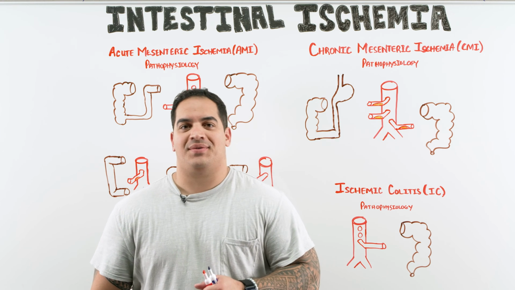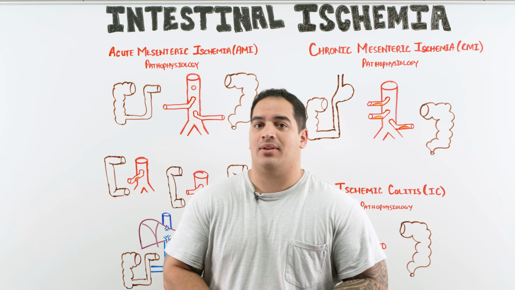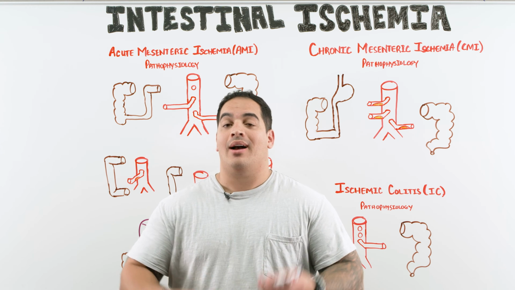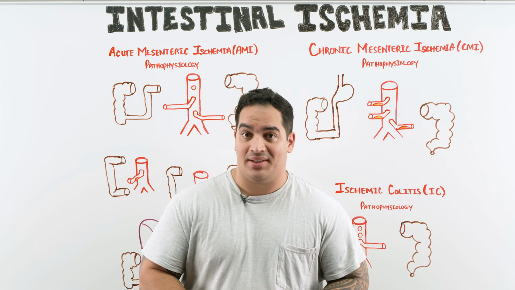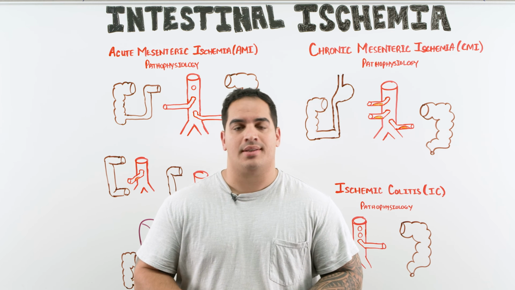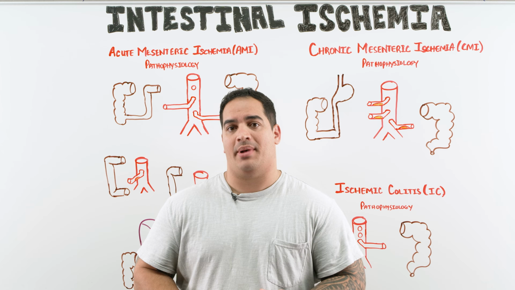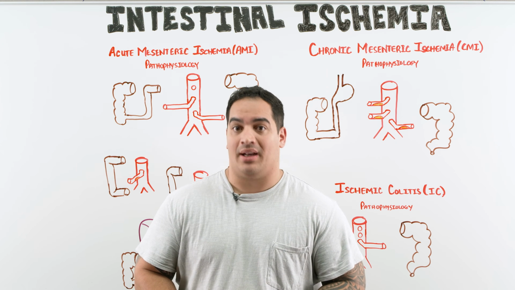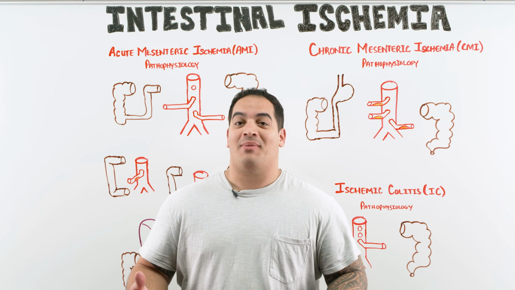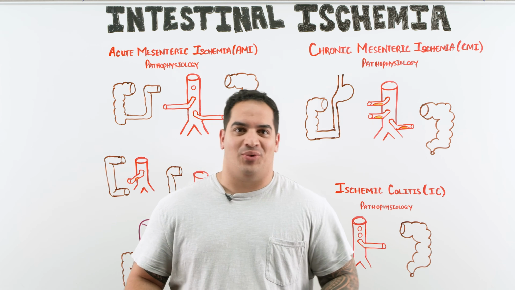What's up, Ninja Nerds? In this video today, we're going to be talking about intestinal ischemia. That includes a couple different diseases like acute mesenteric ischemia, which will be the primary focus, as well as the other ones that we should take a time to consider as well, which is the chronic mesenteric ischemia and ischemic colitis.